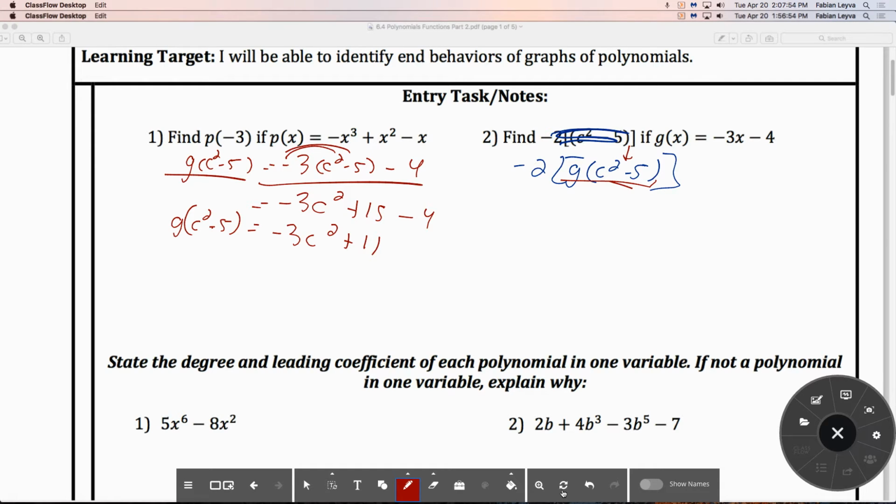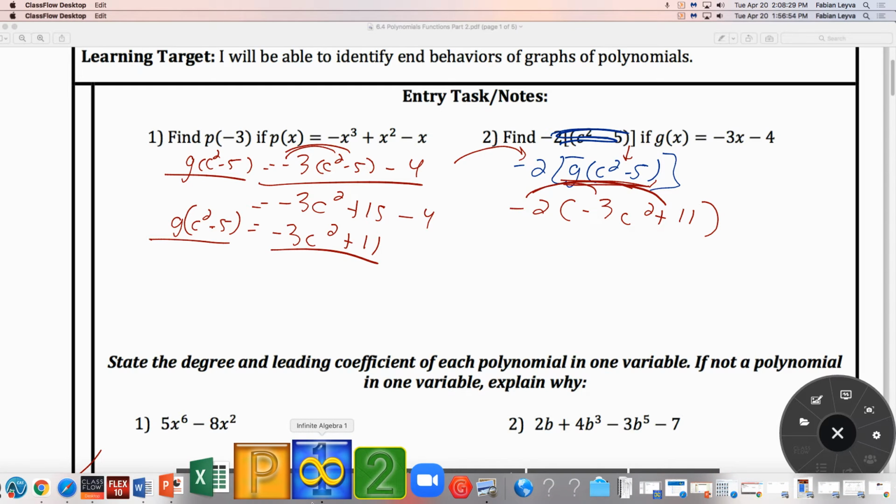I know it feels like we should be done, but are we really? No, because remember the original problem. What are they telling you to do? They're telling you to take -2 and multiply it to whatever g of c squared minus 5 is. And what is g of c squared minus 5? Hopefully everyone's saying what we found: -3c squared plus 11. And then now you just have to simplify. So you can start all over with the process, the whole PEMDAS. Well, you'll notice that since you're only multiplying it by -2, that is really all you have to do. You end up with a positive 6c squared minus 22.